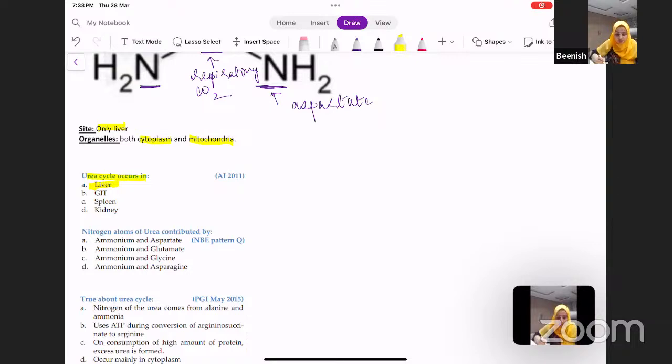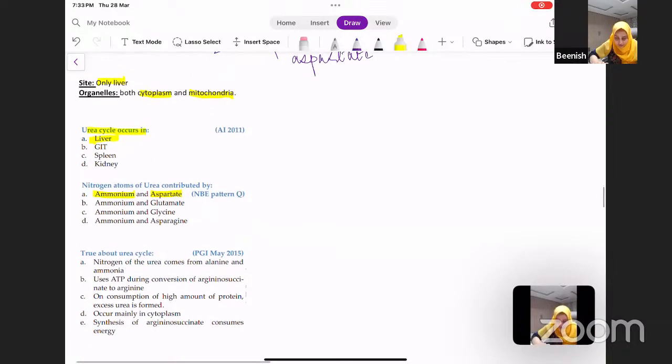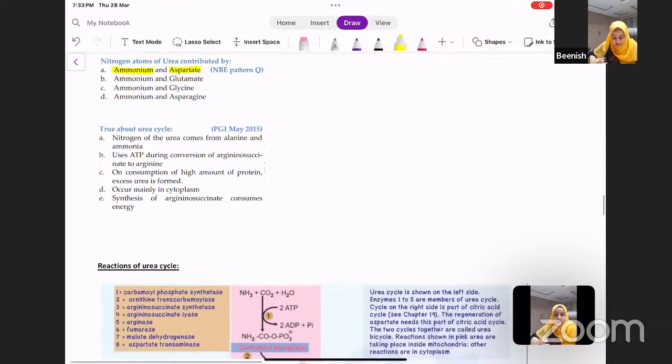Okay, nitrogen atoms of urea are contributed by, as we've just seen, ammonium and aspartate. Now it also asked, true about urea cycle, nitrogen of the urea comes from alanine and ammonia. It doesn't. Uses ATP during conversion of, okay, we'll get back to this later because we haven't studied the steps.